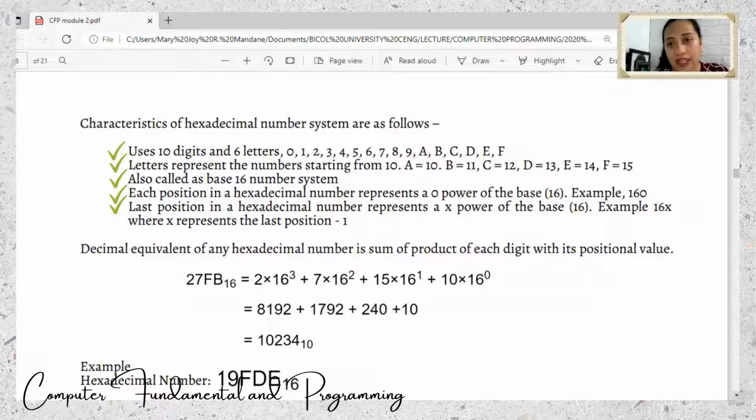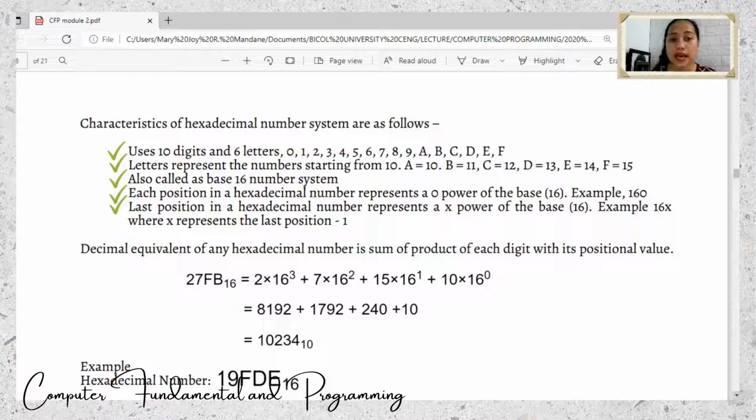So the characteristics of the hexadecimal number system are as follows. It uses 10 digits and 6 letters: 0, 1, 2, 3, 4, 5, 6, 7, 8, 9, then A, B, C, D, E, F. The letters represent numbers starting from 10. So A is 10, B is 11, C is 12, D is 13, E is 14, F is 15. It's also called the base 16 number system.